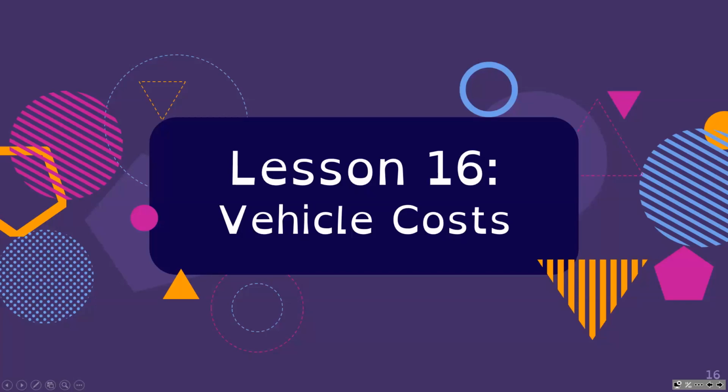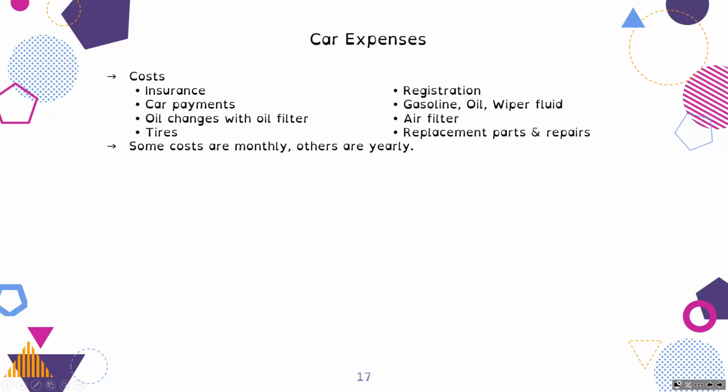So let's look at our lessons in Unit 4. Lesson 16, we were talking about vehicle costs. So we've talked about purchasing vehicles, but this is the expenses that are involved in using a vehicle and keeping it maintained and in working order. So you need to pay things like insurance, car payments. You need to change the oil and oil filters regularly. You need to have tires. It is safest to have winter tires and summer tires, as we've talked about before.